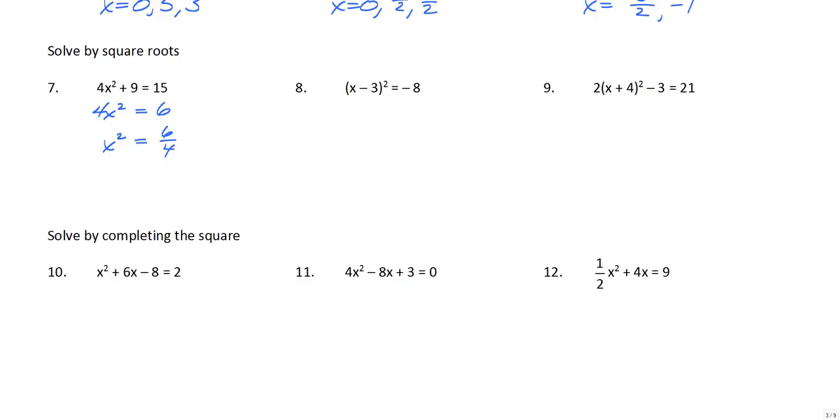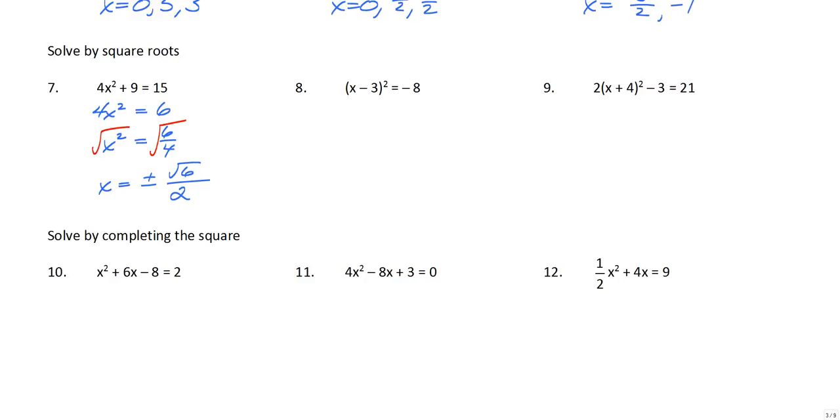And you could reduce it, but I would advise you not to, because now we're going to take the square root of both sides, and that'll give us a nice denominator, because remember, you can't have radicals in the denominator. So x is equal to, do not forget your plus or minus when you are solving by square roots. So we have the square root of 6 over 2, because the square root of 4 is 2.